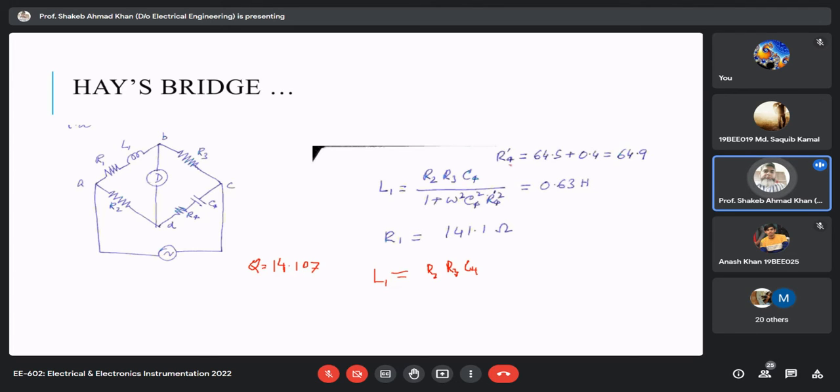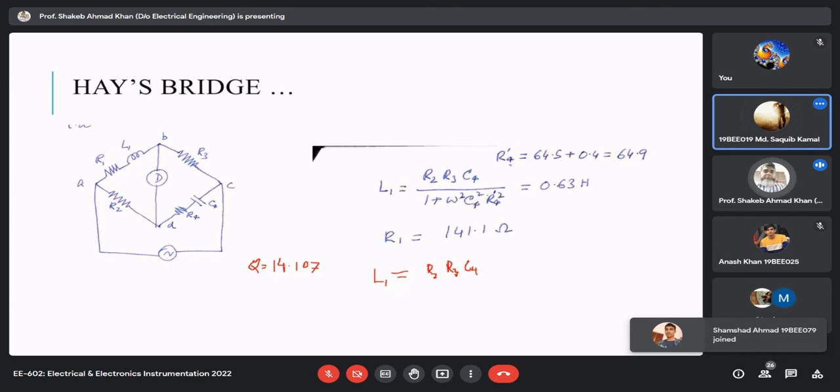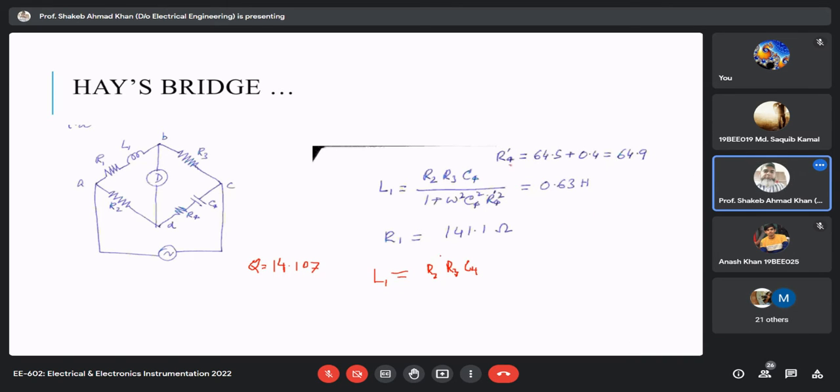Yes, can anybody tell me the calculated value if you have done? 0.6326. Sir, 0.6326. So you can see that 0.63 from the exact equation we are getting this. And R1, how much are you getting?